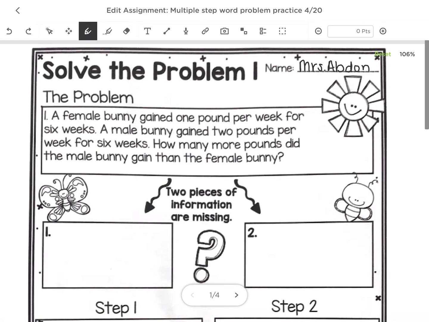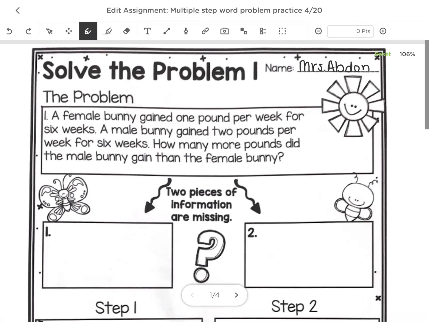We're going to look again at two-step word problems. So, if we are looking at a word problem such as the one in front of you, we're going to be looking at what two pieces of information we need to find out before we can solve this.